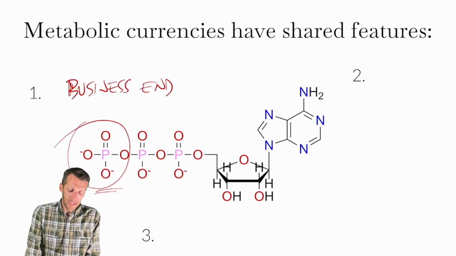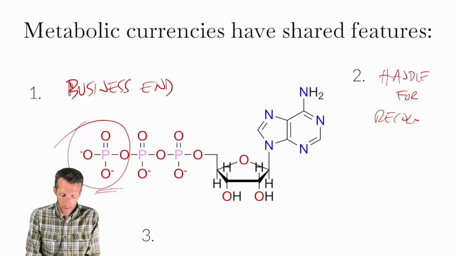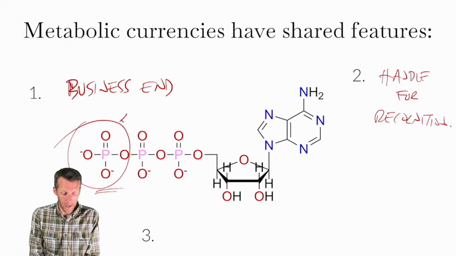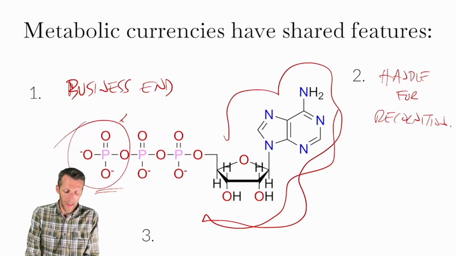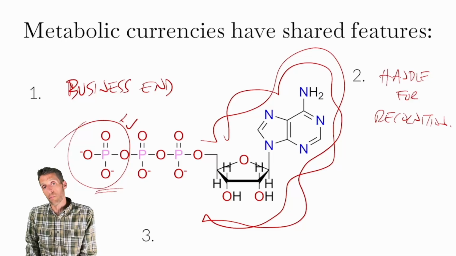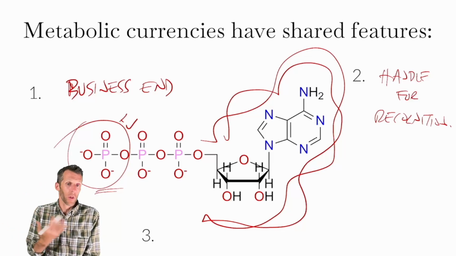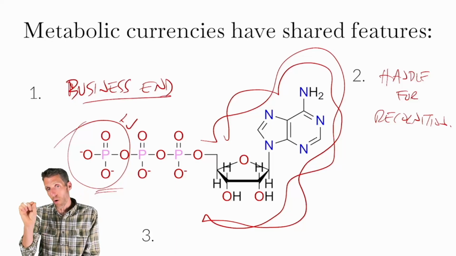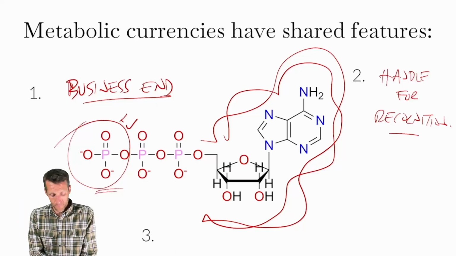Second thing that they have is a handle for recognition. So if an enzyme needs to operate on ATP, it doesn't have to recognize just this little end over here. It's got all this other stuff to recognize. Like, oh, okay, that's an ATP. Cool, I can do something with it. So there's a handle to be recognized and to move the molecule around in the cell. Every currency has something like this. They've got a business end that's a small part, and then they have a handle that's a large part that the cell can use to recognize it.